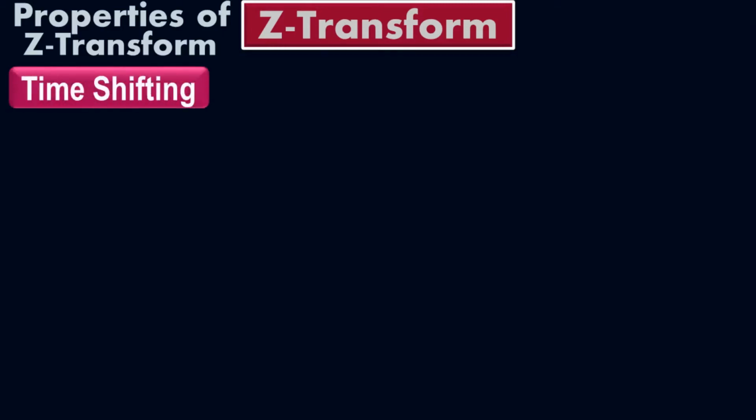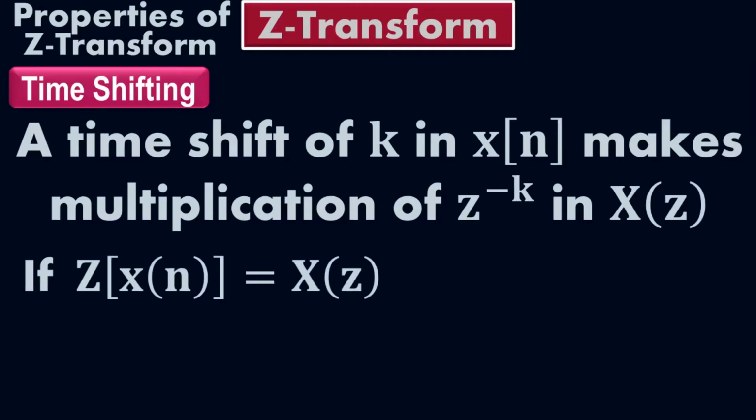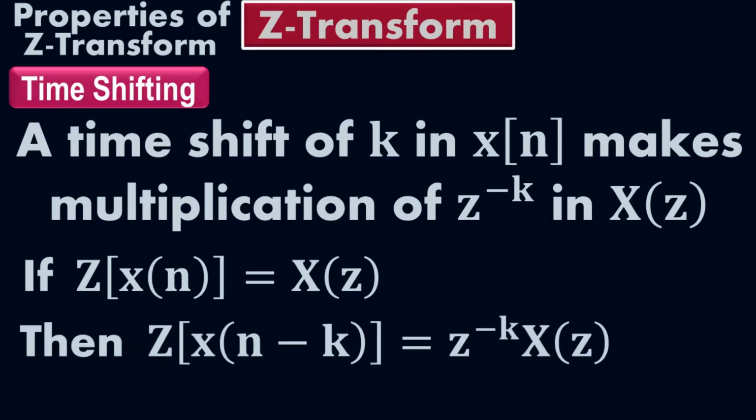Time shifting property of Z transform. What is the time shifting property? A time shift of k in x of n makes a multiplication of z to the negative k in x of z. Look, if the Z transform of x of n equals x of z, then the Z transform of x of n minus k equals z to the negative k times x of z. That's what the time shifting property tells us.